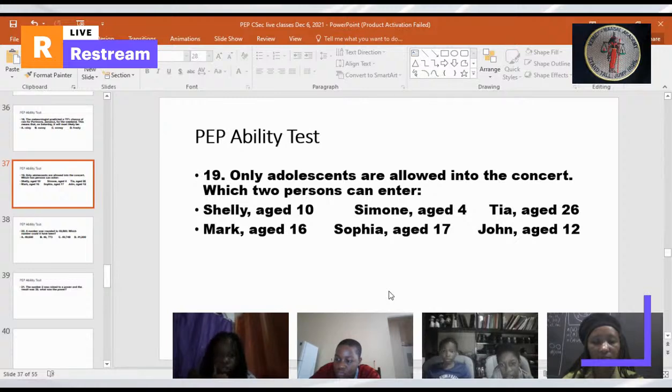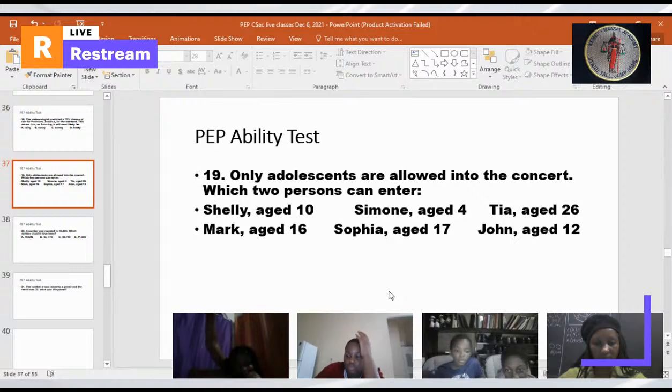Shelley, age 10, Mark, age 16, Simone, age 4, Sophia, age 17, Tia, age 26, John, age 12. Number 19. Only adolescents are allowed into the country, which two persons can enter. Shelley, age 10, Simone, age 4, Tia, age 26, Mark, age 16, Sophia, age 17, John, age 12.